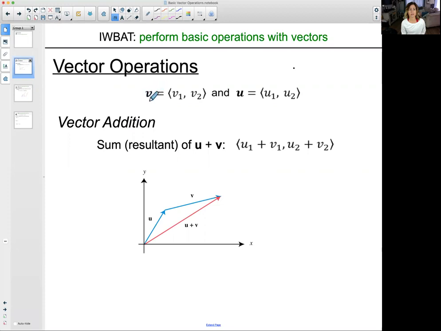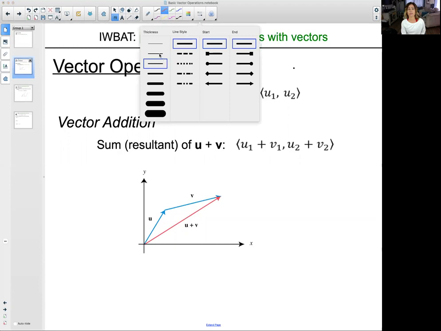So we have vector v here, and we're going to say that its horizontal component is v sub 1, vertical component v sub 2, then also vector u with a horizontal component of u sub 1 and a vertical component of u sub 2. Vector addition is just going to be the sum of the two vectors. And the way that you do that is you add the horizontal components and the vertical components together.